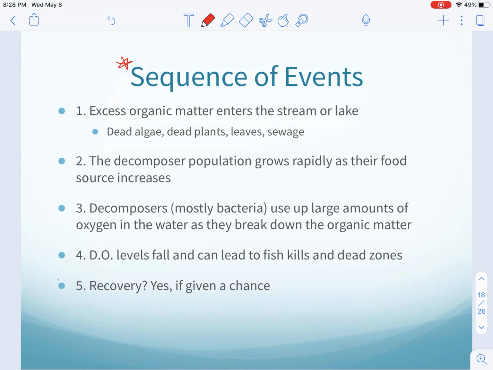Okay. What I do want to make sure you understand is that places do have a chance to recover, and dissolved oxygen levels can go back to normal if the ecosystem is given a chance to do so. If it's left alone, if the human impact is decreased, they can come back. The problem is, in most situations, we don't allow these ecosystems to come back.